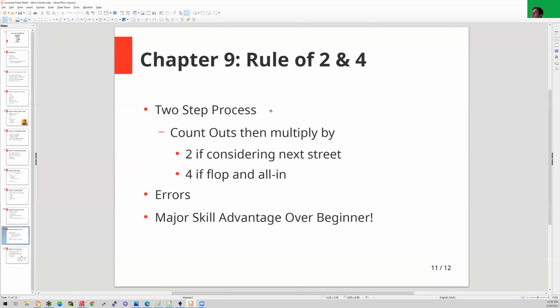Super, super simple. You just multiply by 2 if you're going from the flop to the turn, or the turn to the river, or 4 if you're all in on the flop, basically, to count how much equity you would have with the remaining cards to come.